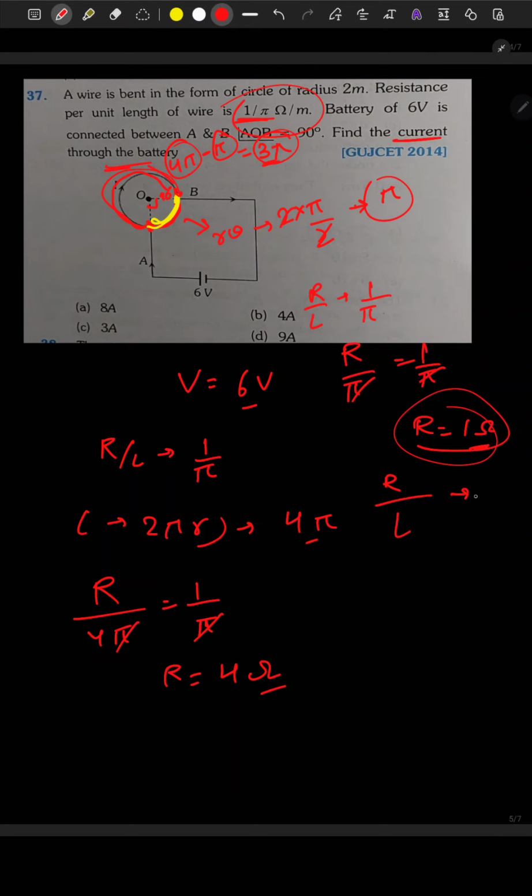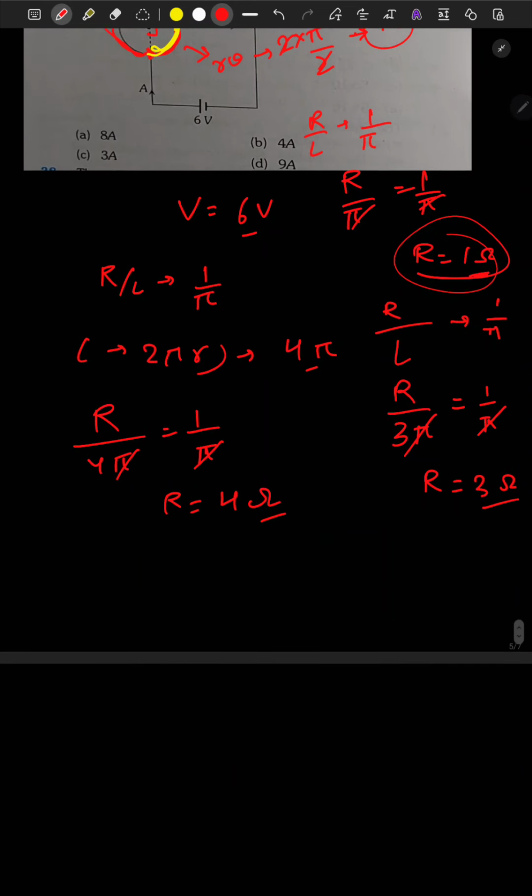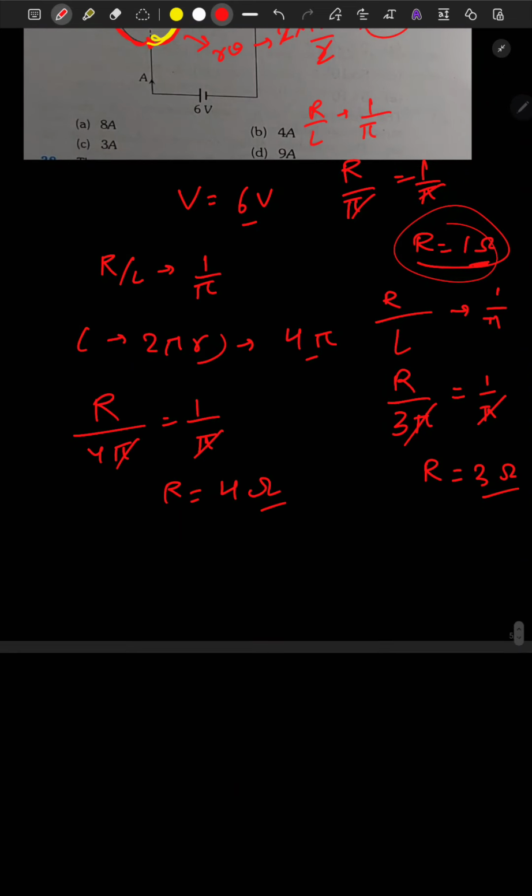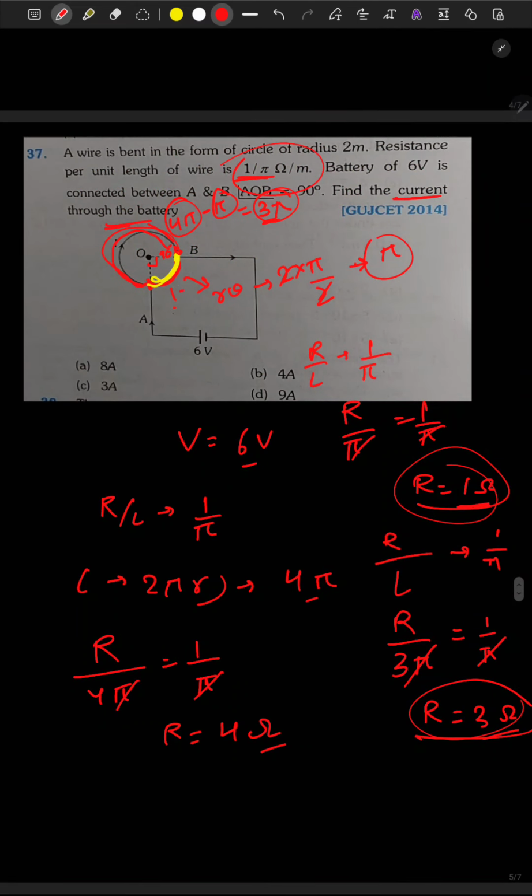resistance upon length will be equal to 1 upon pi. Here the length is 3 pi. So resistance upon 3 pi equals 1 upon pi. So resistance will be equal to 3 ohm. Now here 1 ohm and 3 ohm, they both are in parallel. Here it is 1 ohm and here it is 3 ohm.